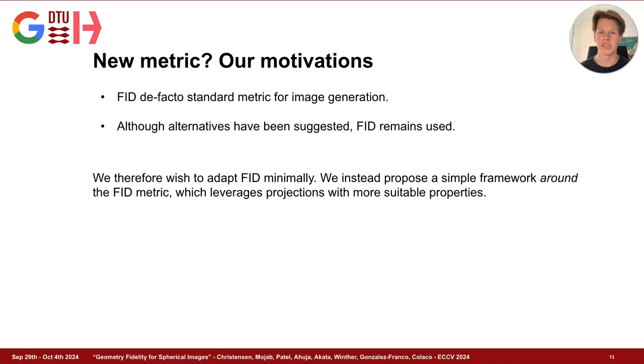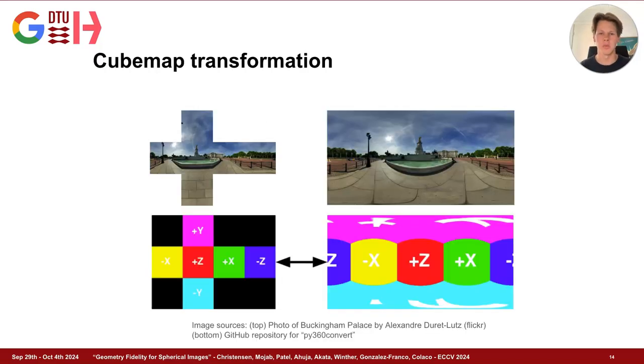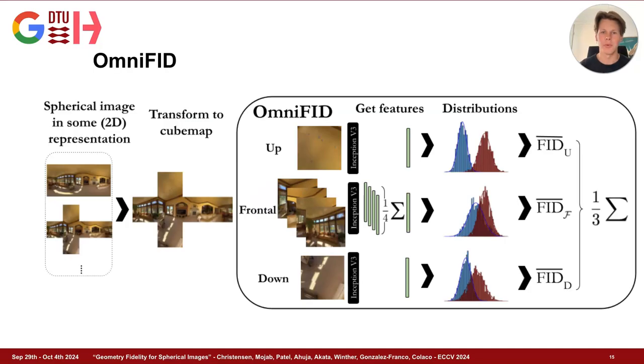Despite issues, FID has established itself as the de facto standard metric for image generative models. We therefore want to minimally change the FID metric and instead wish to adapt the images to the metric. Specifically, we use cube-map projections, which give us 6 perspective images that are square, include the spherical poles, and have less projection distortion compared to the equirectangular image. By grouping the 6 perspective images into 3 semantic groups, we can compute the FID score over the groups individually and simply average them to get our proposed Omni-FID score.